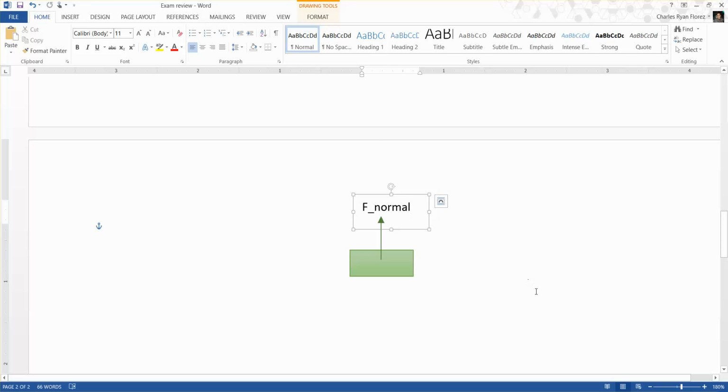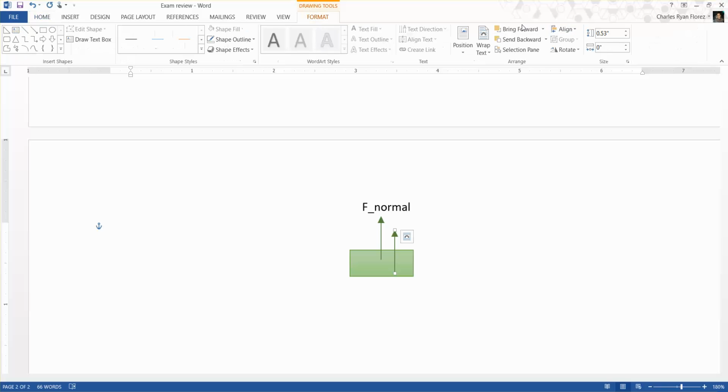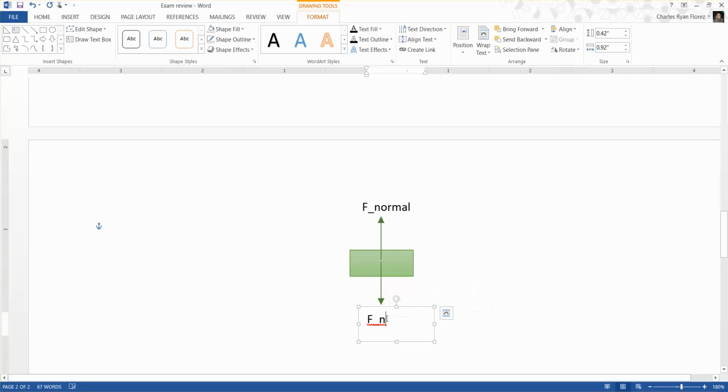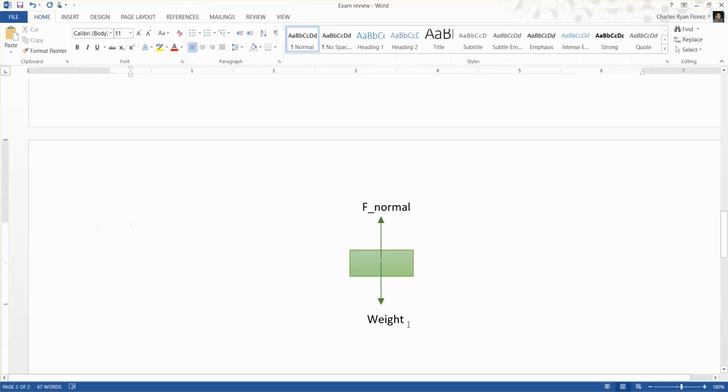So you'd have a force normal here. You'd have your weight as well. We could call this force due to weight, or just weight. And this would be your free body diagram. As simple as it is, this would be your free body diagram of this book, because it's sitting there. I mean, it's not doing anything.